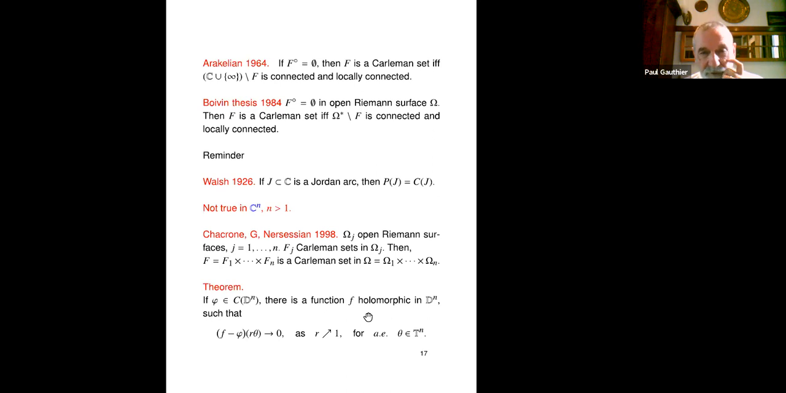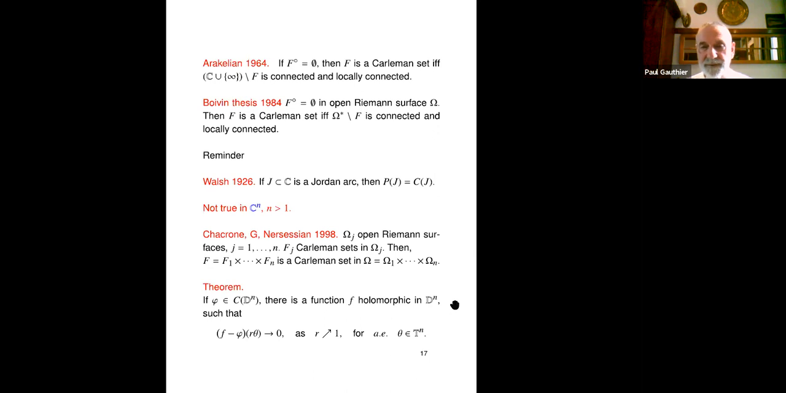Okay, I remind you of the Walsh theorem. If you have a Jordan arc, you can approximate by polynomials. That is not true in C^n. Approximation in C^n is very difficult and very underdeveloped. Very little is known. But here's a positive result proved with Chacron and Nersessian in 1998.